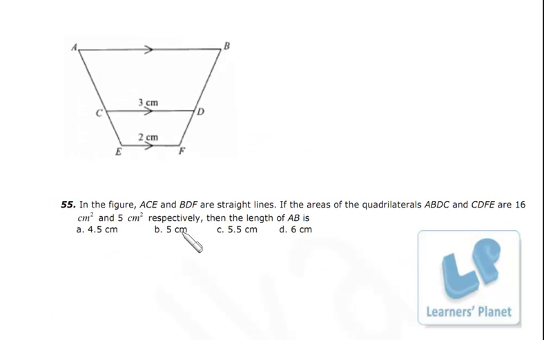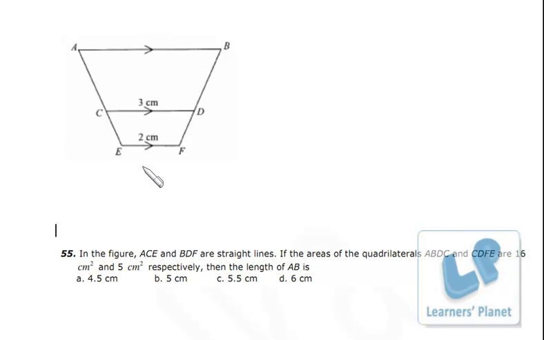In the figure, ACE and BDF are straight lines. If the areas of quadrilaterals ABDC and CDFE are 16 and 5, then the length of AB is. Okay, good problem. Try it.